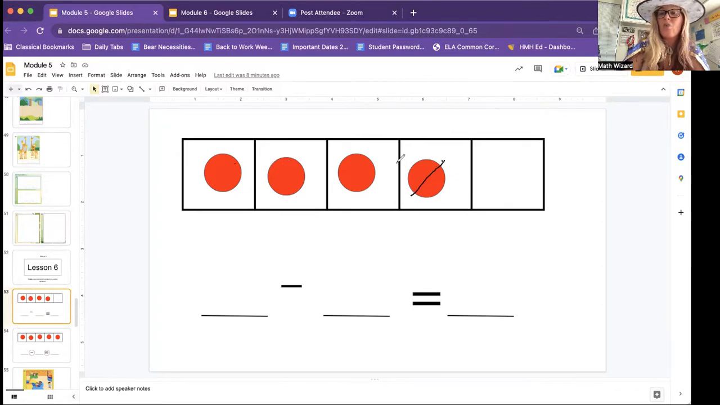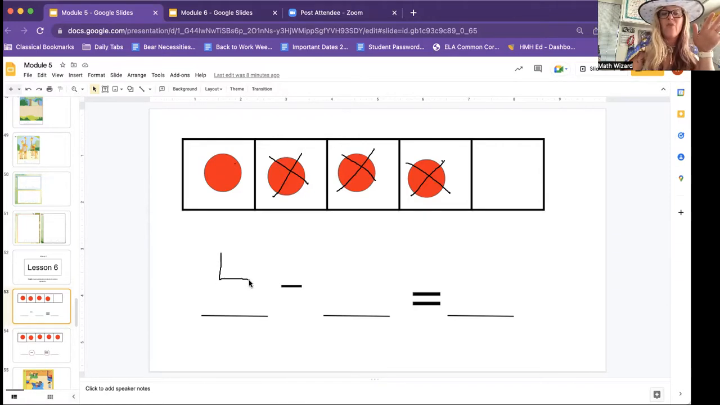And I'm going to cross off 1, 2, 3. Because I'm giving those to my friend. How many do I have left? So let's write the problem. How many did I start with? How many did I have at the beginning?